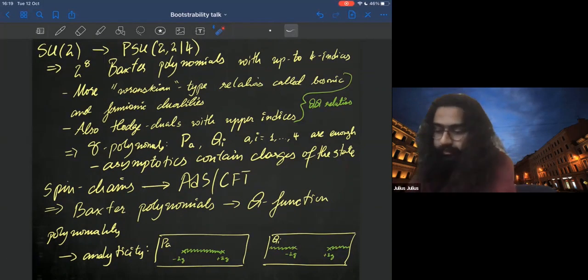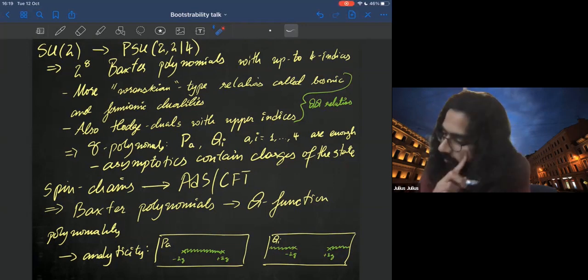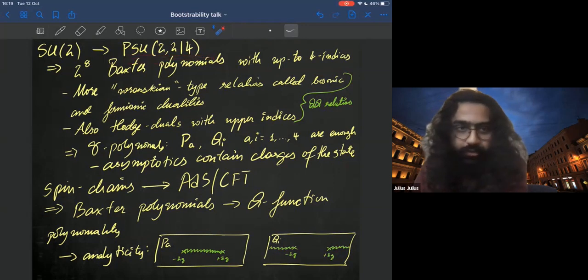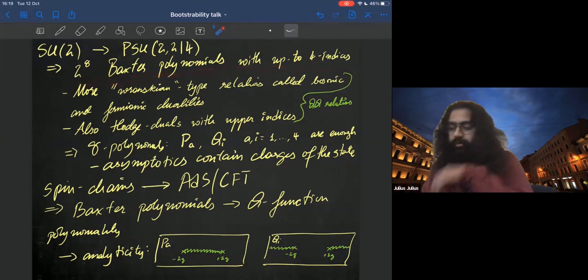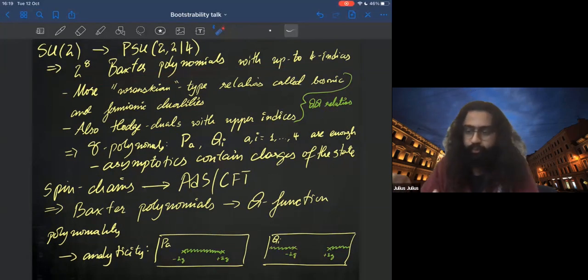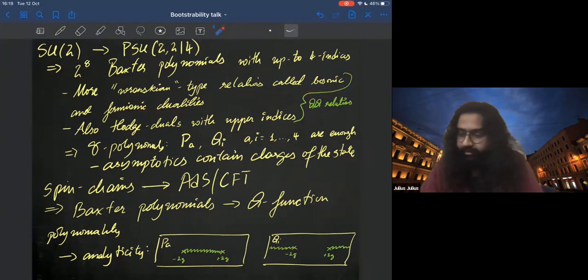All right. So now the point is that we aren't in an SU(2) spin chain. The symmetry group of N=4 is PSU(2,2|4). So instead of 2 Baxter polynomials, we would have 2 to the power 8 Baxter polynomials, and these polynomials would have up to 4 indices. There would be more of these Wronskian type relations, which are called bosonic and fermionic dualities. Furthermore, there are also some Hodge duality relations, and all of this together are QQ relations, or form what's called the QQ system.